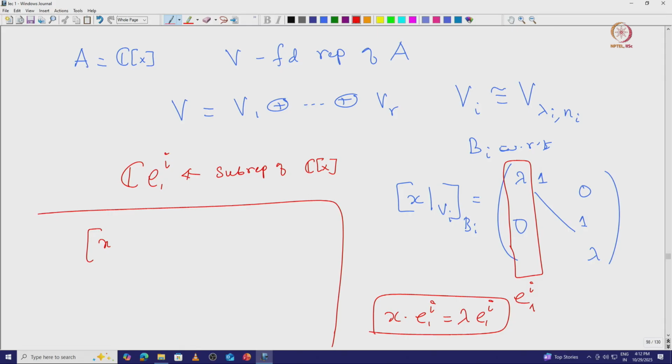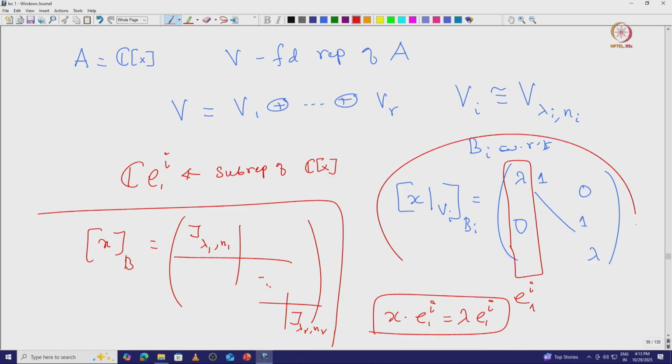So, we can write this x in terms of the Jordan blocks, where we have the matrix of x with respect to some basis B, such that J(lambda 1, n1) and so on, J(lambda r, nr). Now, each individual block exactly looks like this. In that block, if we take this first column, then that corresponds to an irreducible module of V.